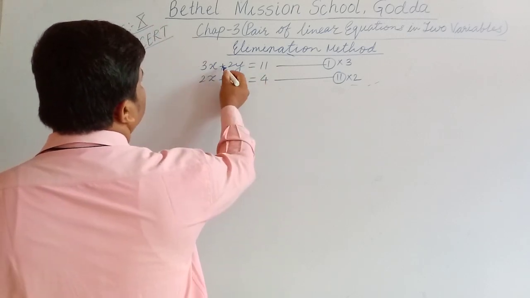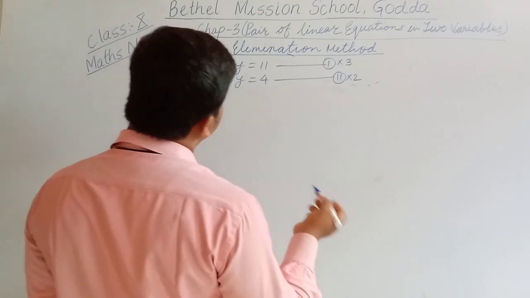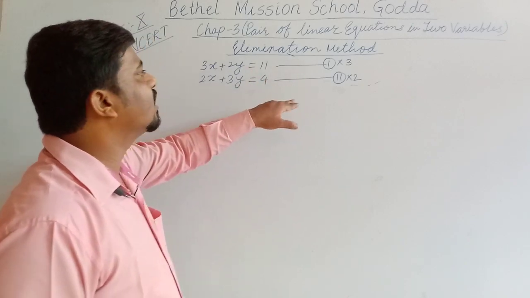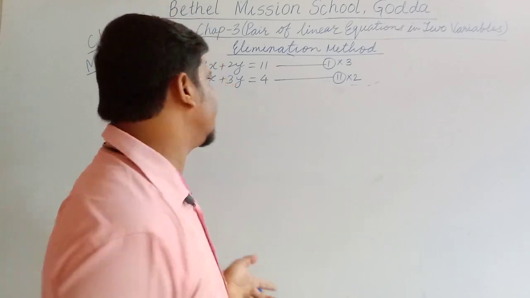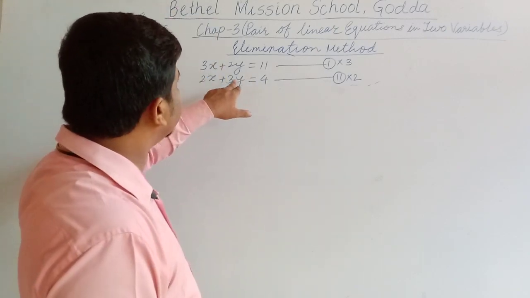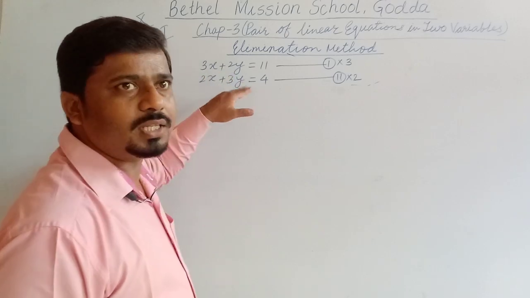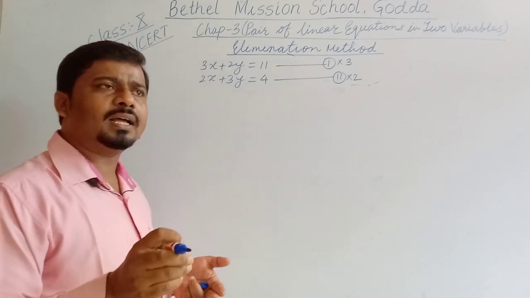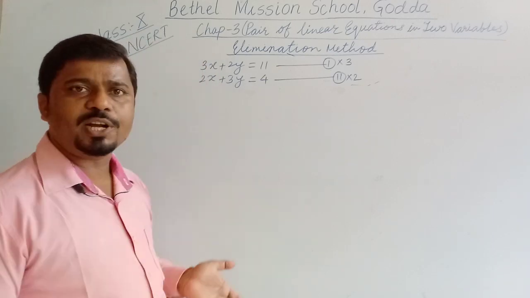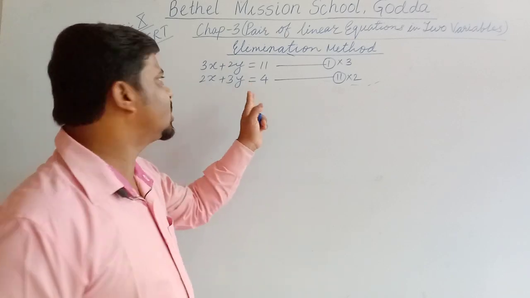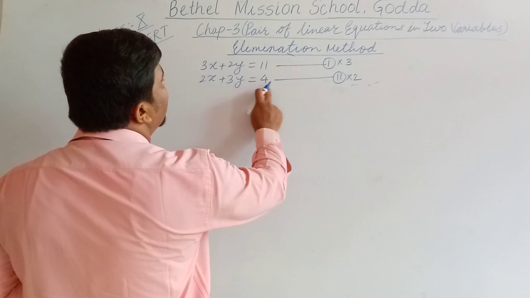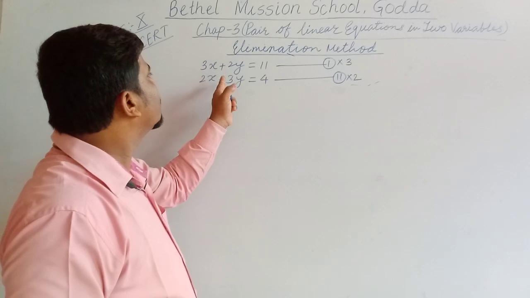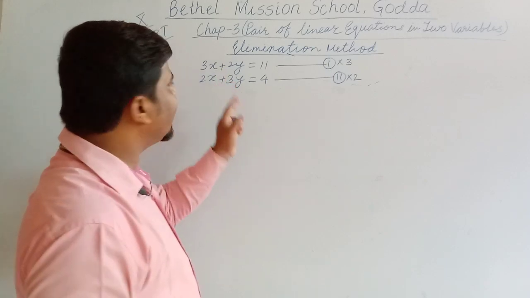After that, both have the same sign. So for the same sign, what will you do? You will subtract. You will subtract first from second or second from first. You have the choice. But if there are different signs already, then you need to add. If there are same signs, then you need to subtract. If there are different signs, then you need to add. Because when you add, no sign will be changed, and when you subtract, the sign of the subtrahend will be changed. That's why if both signs are the same, then we need to subtract.